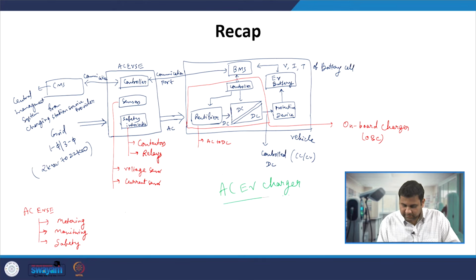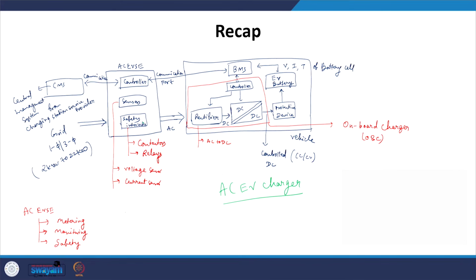Which actually comprises an AC EVSE, and in that AC EVSE we have a dedicated controller, and sensor systems which can sense the voltages and currents going into the vehicle, for monitoring, or this information can also be used for metering purposes. Then there are certain safety interlocks, like contactors and relays, which are used for the safe operation of that AC charger.